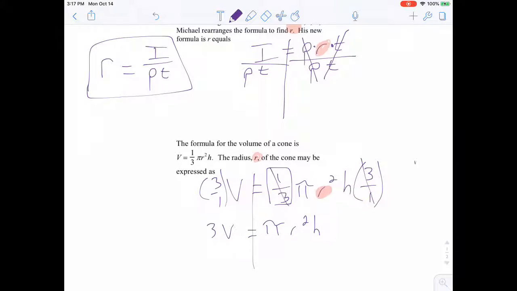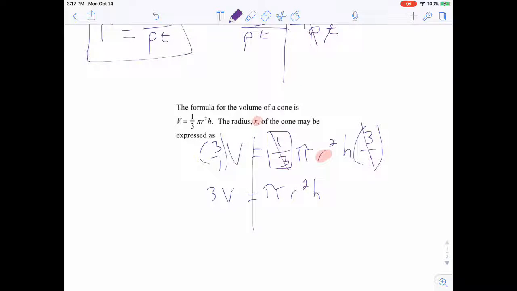Similar to the above example, we're trying to get r by itself, so I can divide by pi and h in the same step. Whatever I do to one side, I have to do to the other. On the right-hand side, the pi's divide out, the h's divide out, and I'm left with 3v over pi h equals r squared.